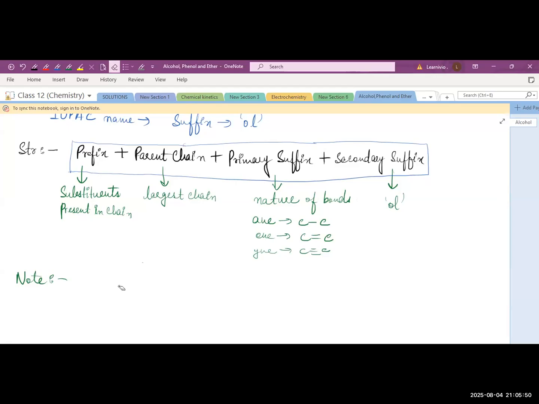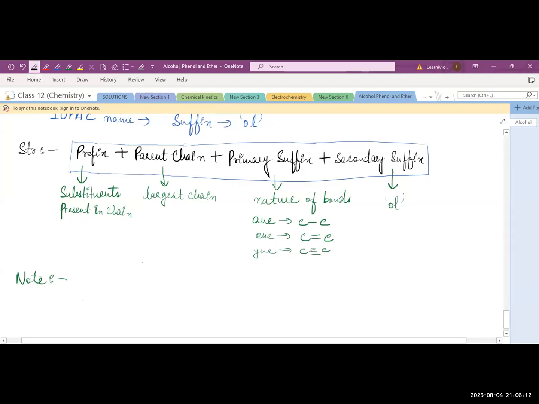If more than one hydroxyl group is present, then you do not remove the E, you also write the E. The E should be retained there and at the end you add ol, because you have to write the position of the OH group. Like one position here, two positions, so you have to write them down.